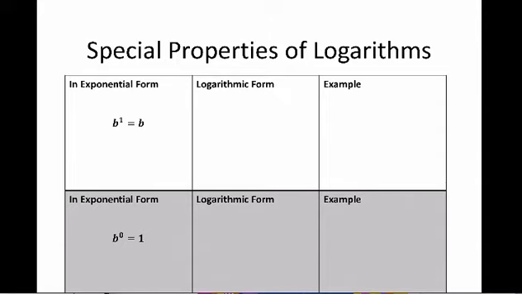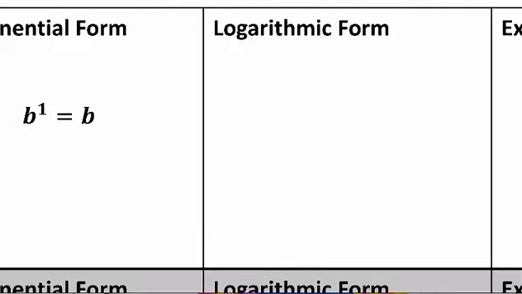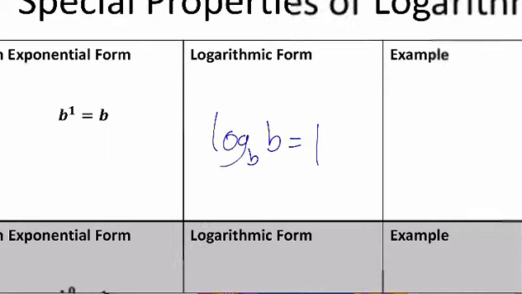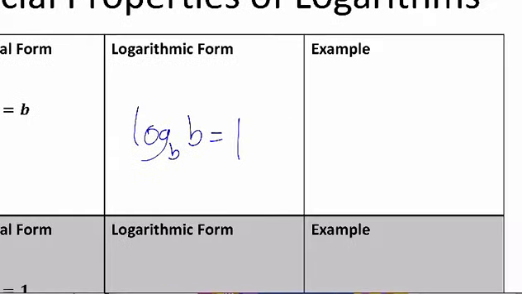Okay, some special properties of logarithms. If you have an exponential that's b to the first equals b, well, anything to the first power is equal to itself. The logarithmic form of it would be log base b of b equals 1. So if the base and what's inside are both the same number, it will end up being just a result of 1. So, for example, you could have log base 23 of 23 equals 1.